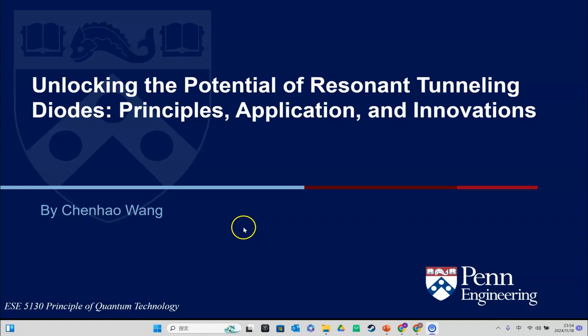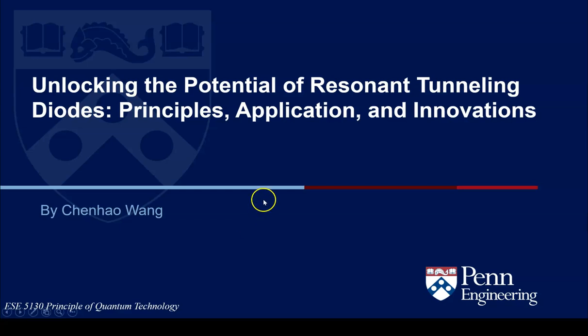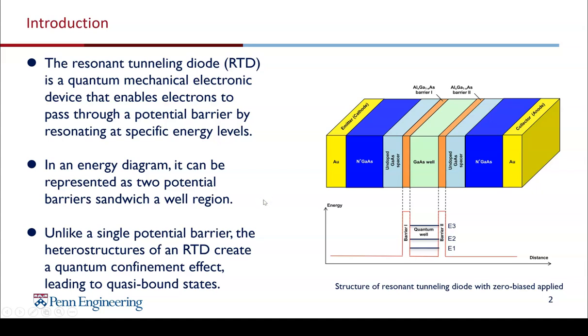Today our lecture topic is unlocking the potential of resonant tunneling diodes: the principles, applications, and innovations. Before we start, I would like to introduce what a resonant tunneling diode is. The resonant tunneling diode (RTD) is a quantum mechanical electronic device that enables electrons to pass through a potential barrier by resonating at certain energy levels.